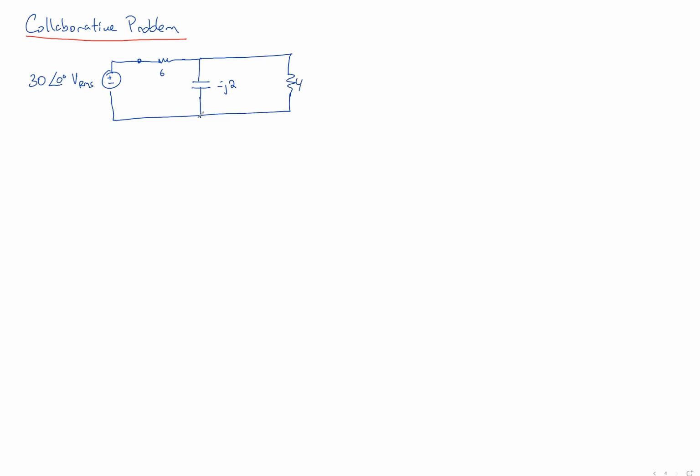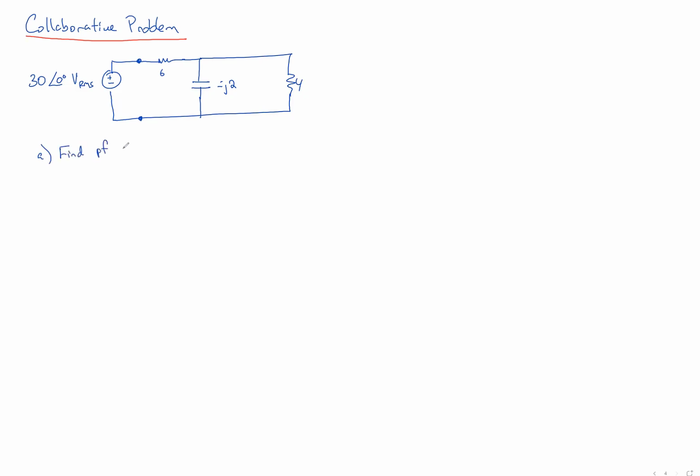Okay, so here's a collaborative problem dealing with power. We've got a load to the right of my two dots here, which has a 6 ohm resistor with a capacitor and another resistor in parallel. And we've got three questions.